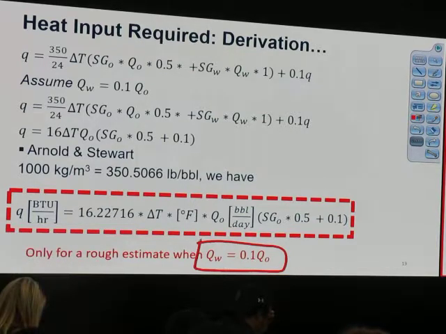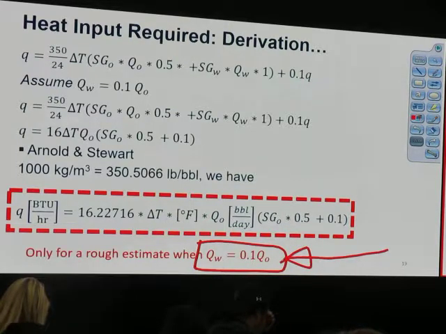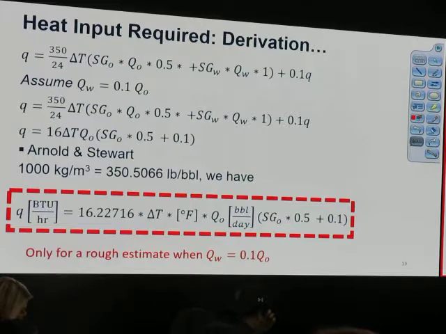Why? How can we have this assumption? Exactly. How can we make this assumption? Because we use a free water knockout. You agree? When we use a free water knockout, we separate a lot of water out already. If we don't use a free water knockout, we will have to lose some heat to heat water up for no reason. Okay? Alright, that's the equation to calculate the firebox rating.